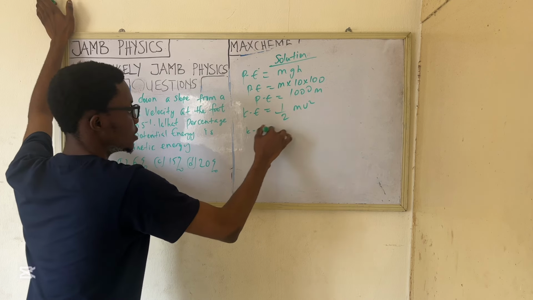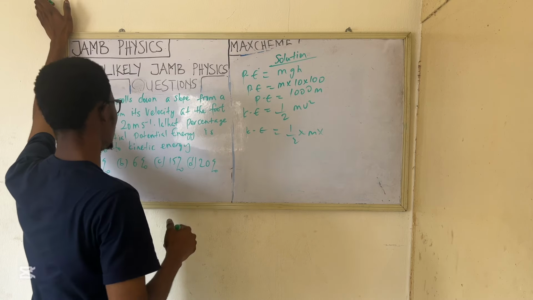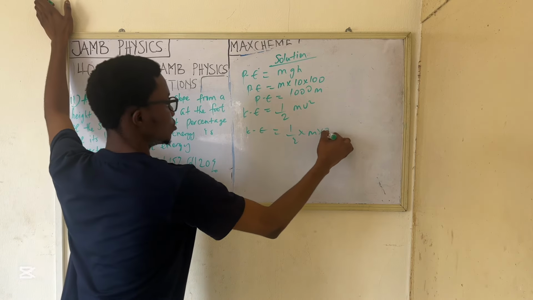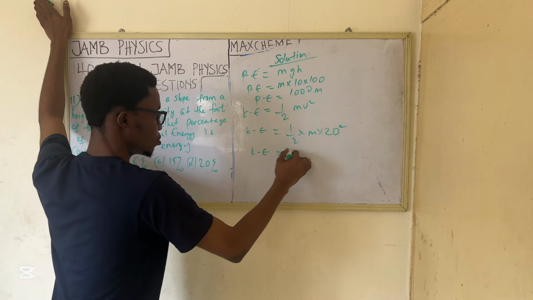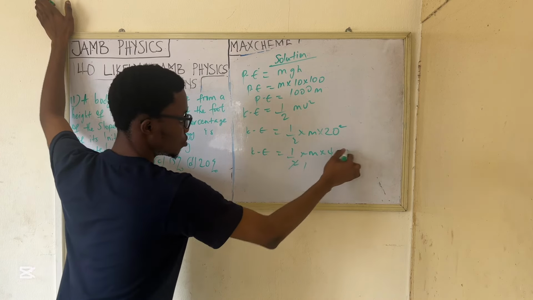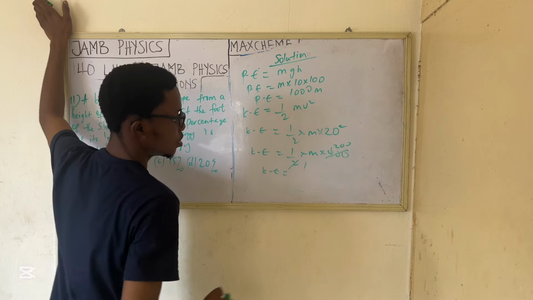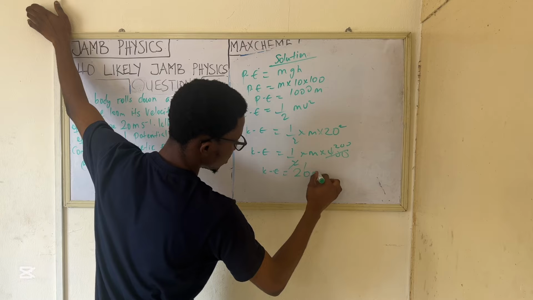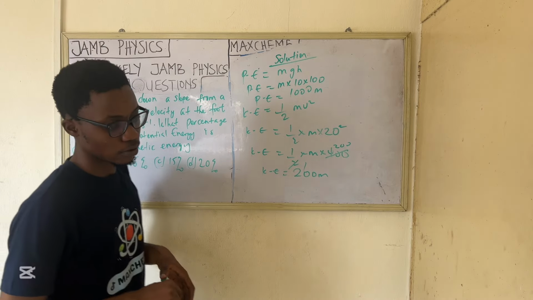So let's do that for our kinetic energy also, which is 1 over 2 mv squared. So kinetic energy is equal to 1 over 2 times m times velocity. The velocity here is 20. So 20 squared. So kinetic energy is equal to 1 over 2 times m times 400. So 2 here, 1, 2 here, 200. So we have kinetic energy is equal to 200 m.